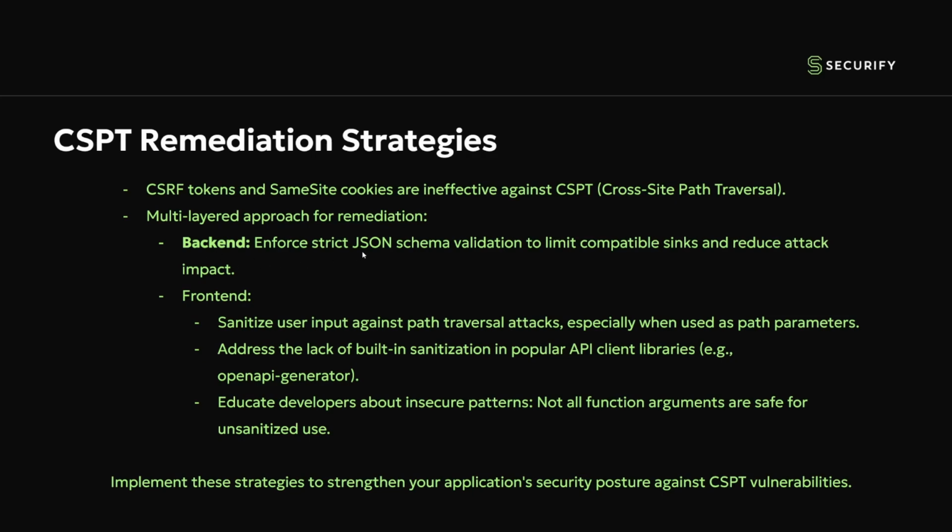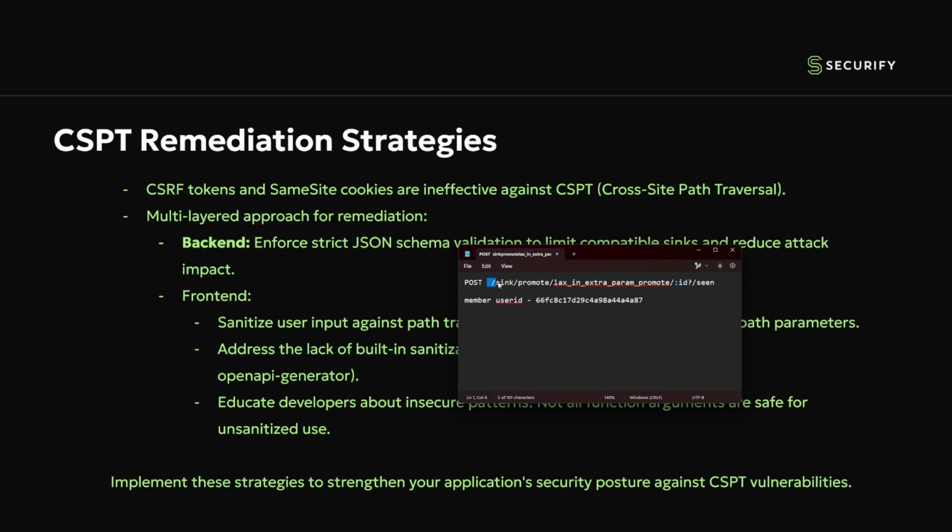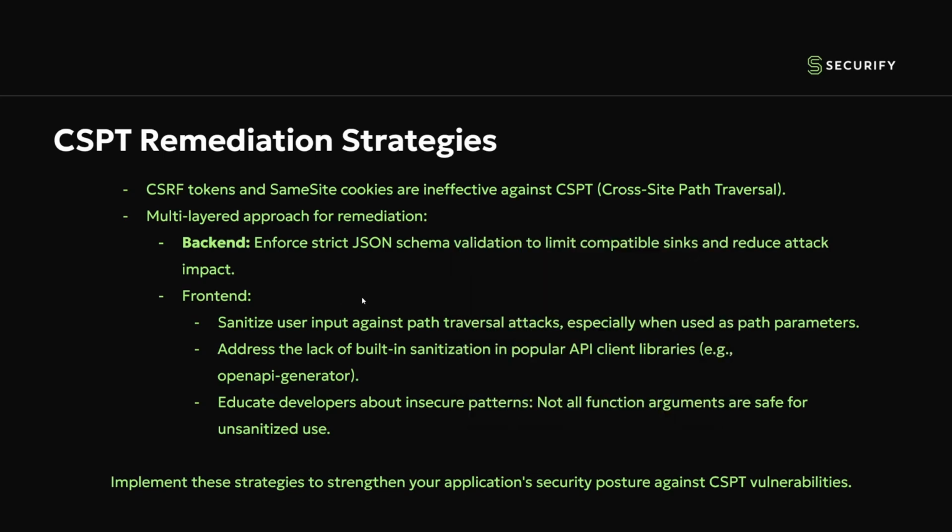First, the backend should enforce strict JSON schema validation to limit compatible sinks and reduce attack impact. As we already saw, not all the sinks or functions would be compatible. So CSPT can be leveraged only if we have a good sink that does not care about the body and the parameters attached to it. We can put sanitization in place to make sure the backend server is sensitive towards those additional things, and not only ignores them but actually raises an error, to make sure it is not being misused by any attack vector.